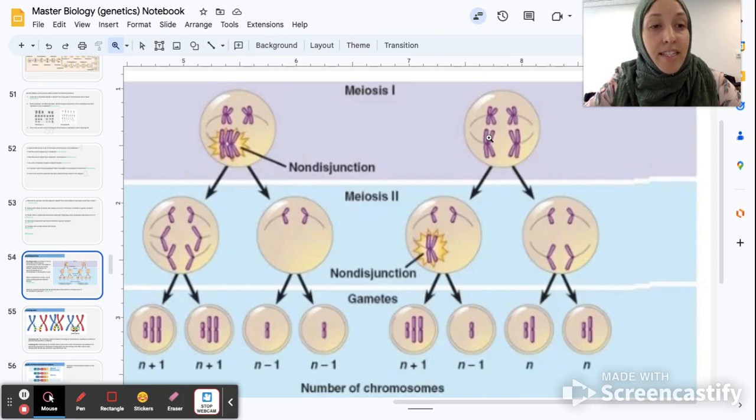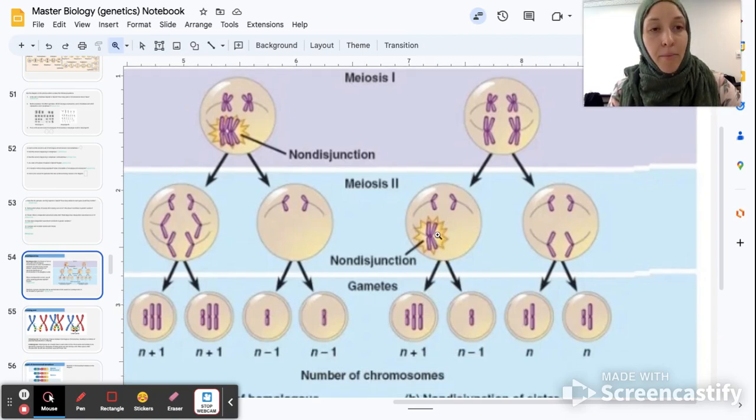Over here is the second case scenario where the homologous chromosomes split perfectly in meiosis 1, but then in meiosis 2, the sister chromatids fail to separate in one of the cells. When this happens, then we end up with 1 gamete that has an extra chromosome, 1 missing a chromosome, and then 2 normal gametes.